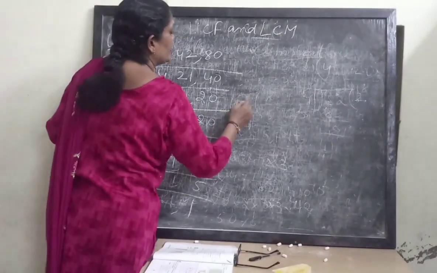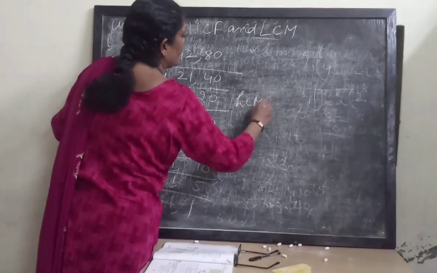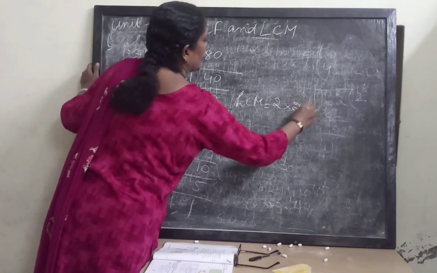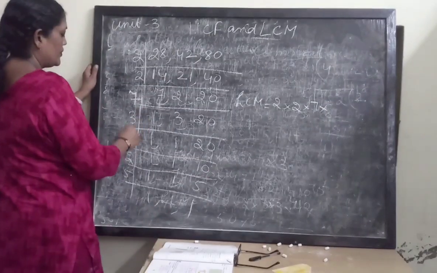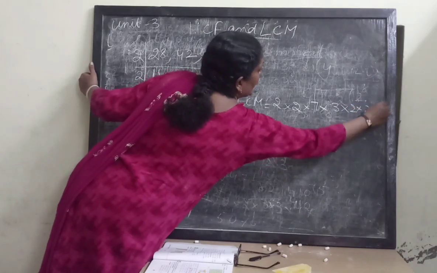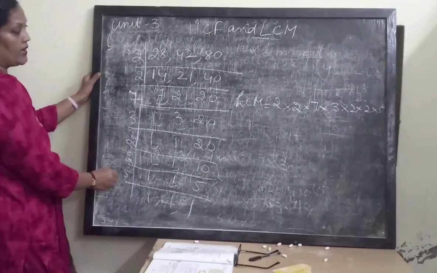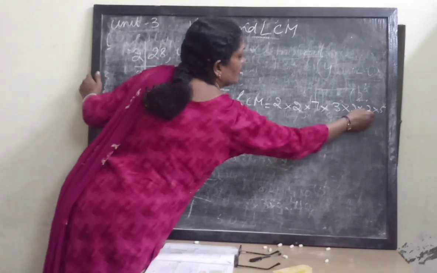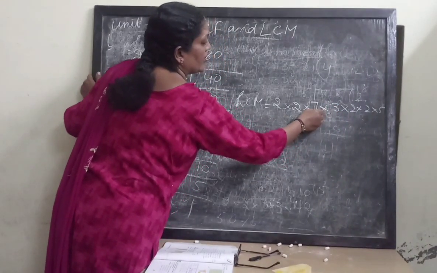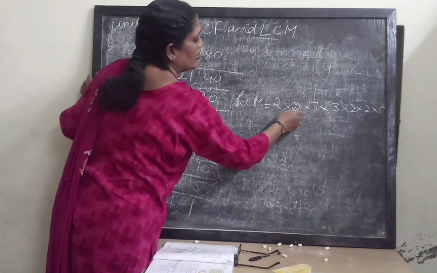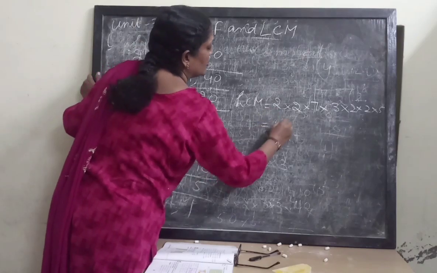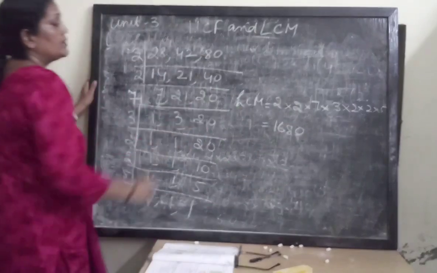So what is the LCM here? You have to multiply all the numbers. How many times is 2 there? 2 times 2. Then 7. Then 3 into 2 into 2 into 5. Multiply it. 5 2s are 10. 10 2s are 20. 20 3s are 60. 60 7s are 420. 420 2s are 840. 840 2s are 1680.